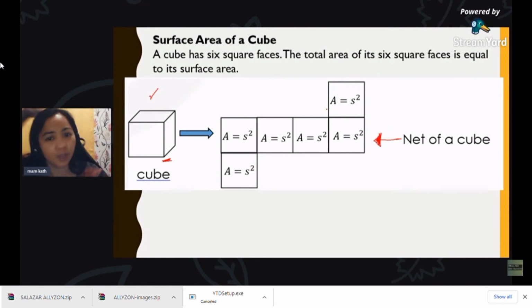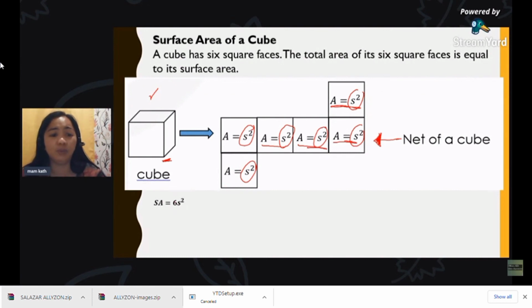So, now, look at the area of each face. They are all the same. Each is s squared. How many s squared are there? Since we have 6 equal faces, therefore, the surface area of a cube is 6 times s squared. Or you can write it as 6 times s squared.